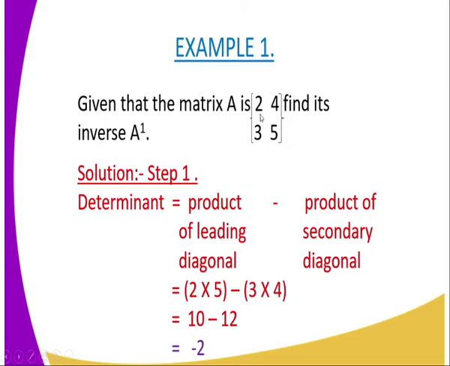Then you will say the product of the leading diagonal is 2, you multiply by 5, you get 10. And you're supposed to subtract the product of the secondary diagonal, which is 3, you multiply by 4, and the answer becomes 12. So you get the determinant as 10 minus 12, and the answer becomes negative 2. So that is the first part as far as calculation of an inverse is concerned.